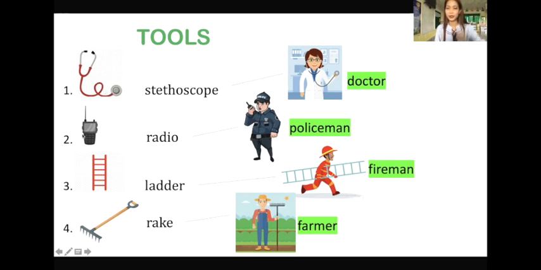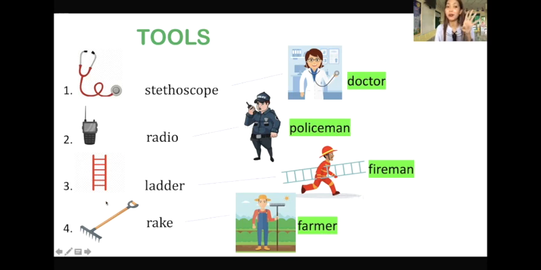Next, number two. What is this? Please say radio. Radio. So, a policeman uses a radio. One more time. A policeman uses a radio. So, this is a radio. Now, let's have number three. Please say ladder. Ladder. A fireman uses a ladder. A fireman uses a ladder. Very good. So that's number three.